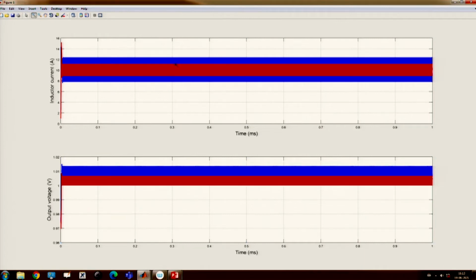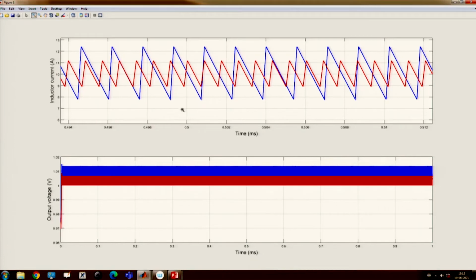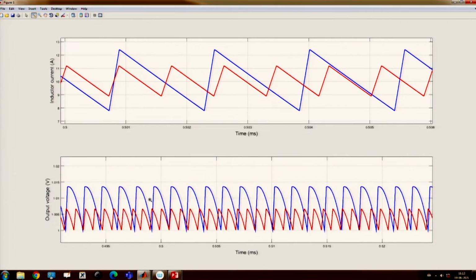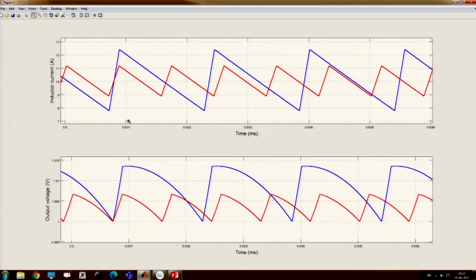So here, what can we find? First of all, if we take the inductor current around this time period, from 0.5 millisecond to 0.506 millisecond. In this case, the blue one corresponds to 15 volt and the red one corresponds to 8 volt.